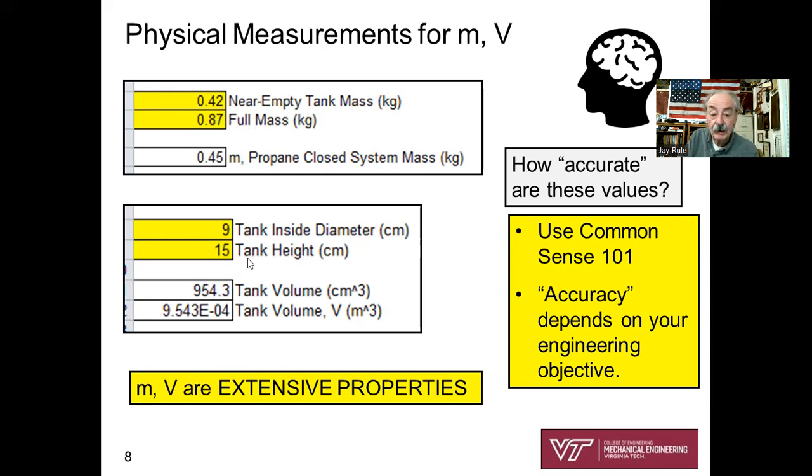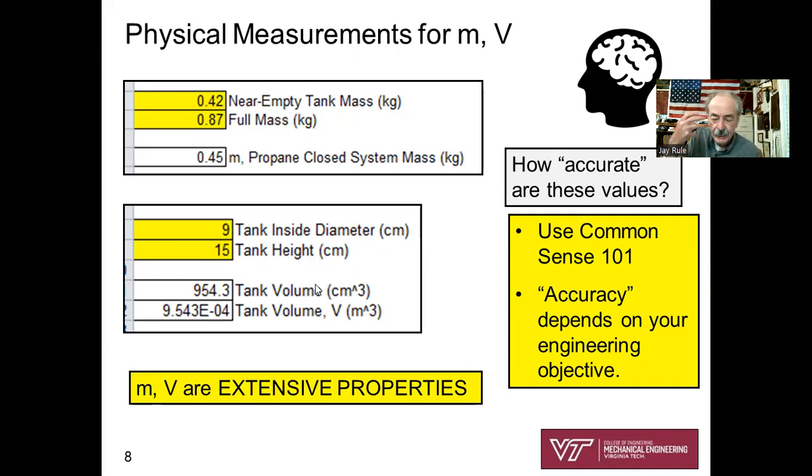All right, the volume. The tank inside diameter is 9 centimeters, tank height 15 centimeters. Let's see, that's pretty straightforward. The tank area, pi over 4 d squared, is the area, times the height. And that's going to be 954 cubic centimeters with my units.